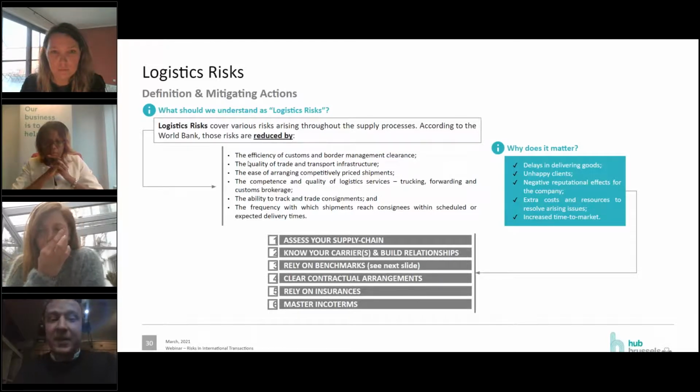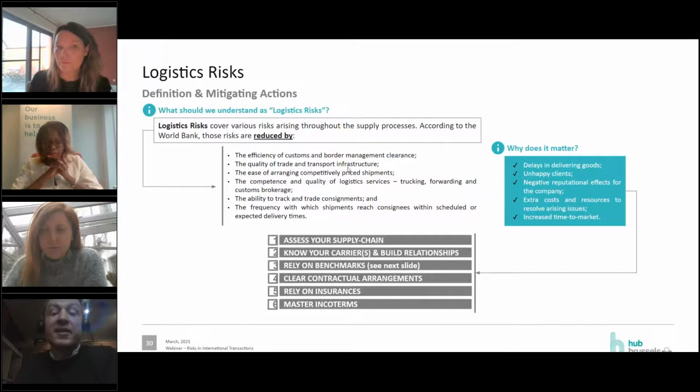So indeed, why does it matter for you in that case? I'm totally sure that you easily understand that taking care of or assessing those variables will ensure you avoid delays in delivering goods, unhappy clients as a consequence, indeed, negative reputational effects for your company, extra costs and resources to resolve arising issues, and finally, increased time to market.